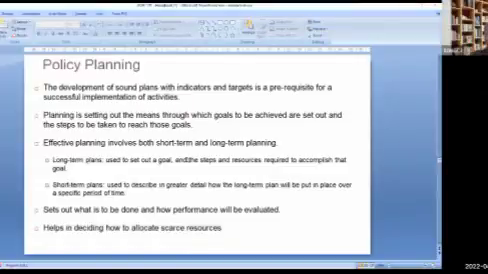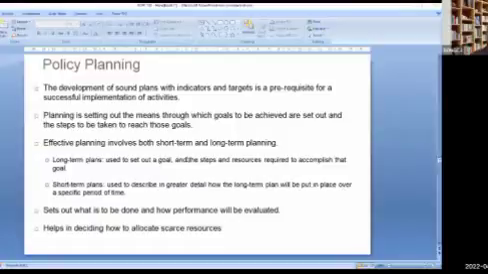So then we look at policy planning. There's a common saying that if you fail to plan, then you are planning to fail. So planning is extremely important. And this is the development of sound plans with indicators and targets for us to be able to implement the activity successfully.